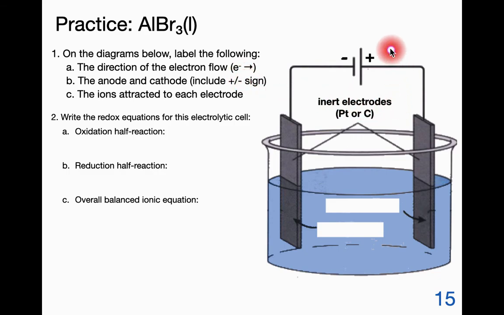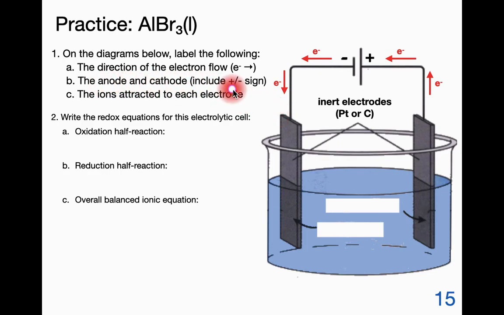Well, for electrolytic cells, that's really easy. All you need to do is look at the battery. The electrons are going to be attracted to the positive post of the battery and repelled by the negative. So in this particular diagram, the electrons are traveling in a counterclockwise direction.